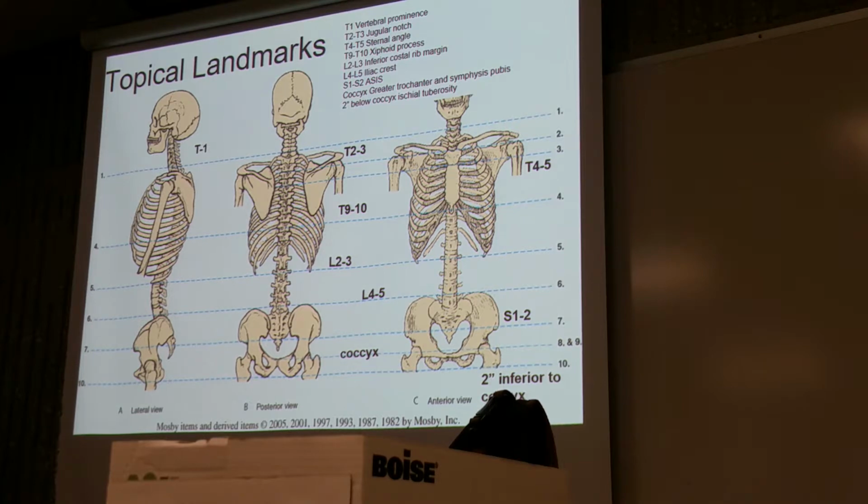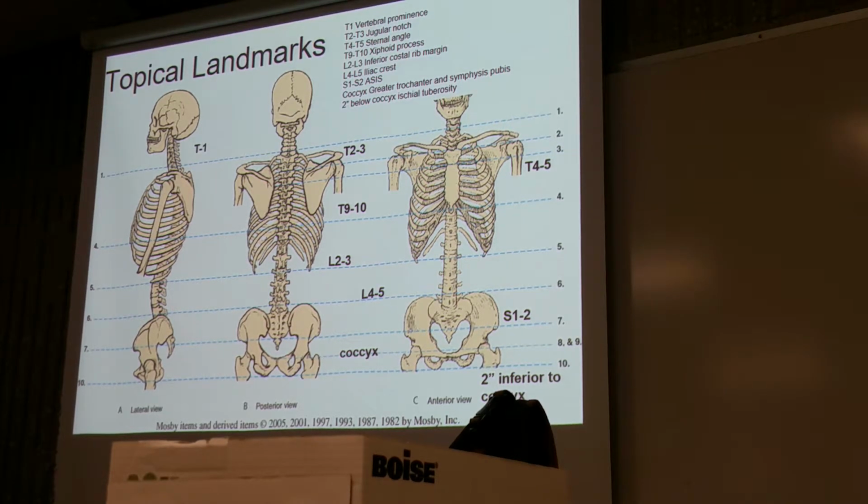At the level of T2, T3 you're going to find the sternal or the jugular notch. You guys know your jugular notch? Okay, you can feel it. Find your clavicle, right in the very center of it is your jugular notch. It's that little dip. That's also known as the sternal notch. That is another bony anatomy that we palpate.